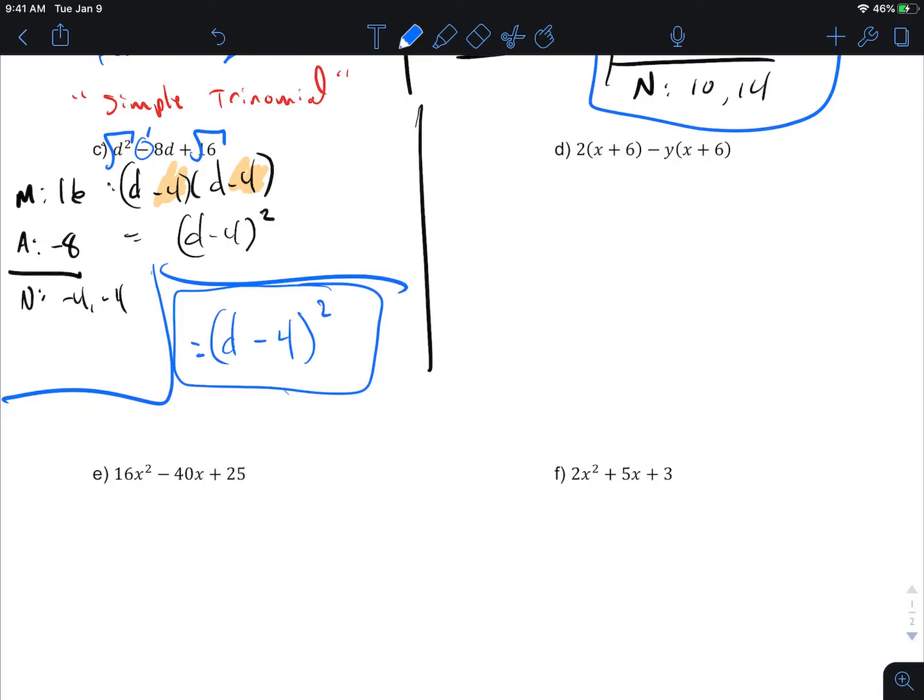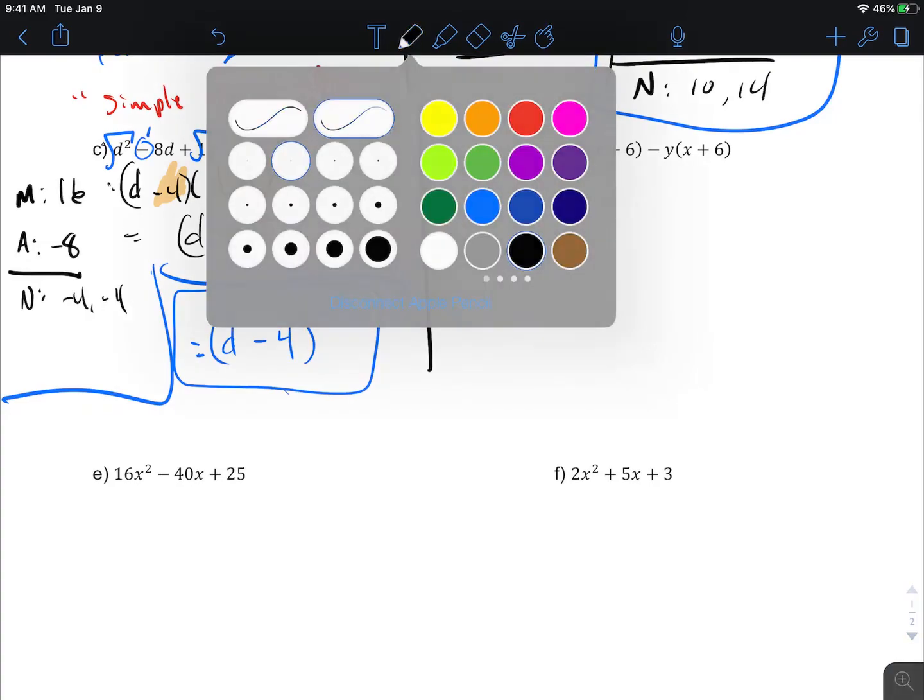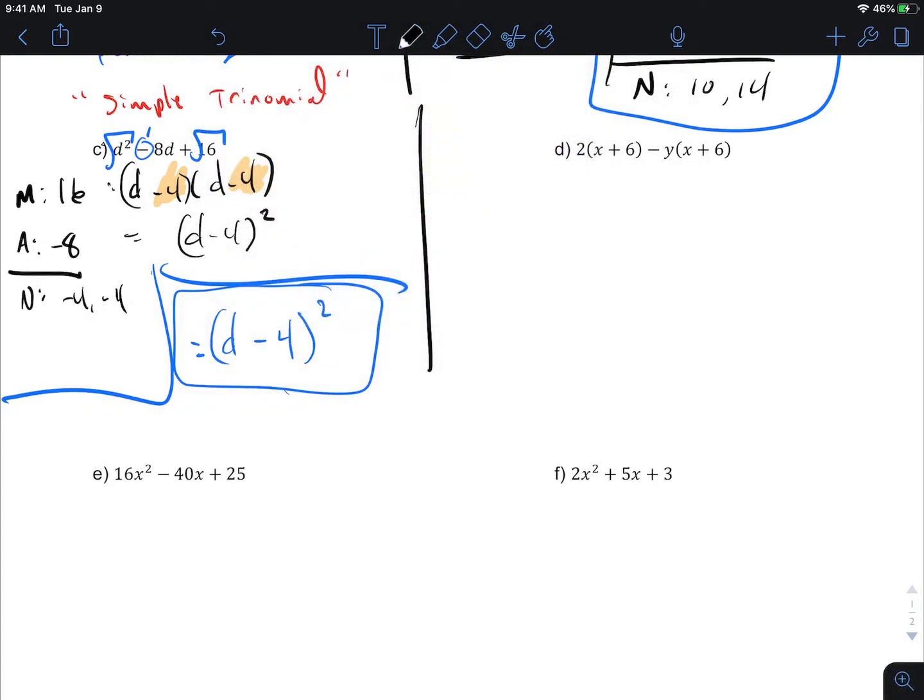Okay. Next one. We good? Do we have any questions about that one? Okay. Let's do the next one. I see, this one's a little bit tricky. I think this stumps some people.